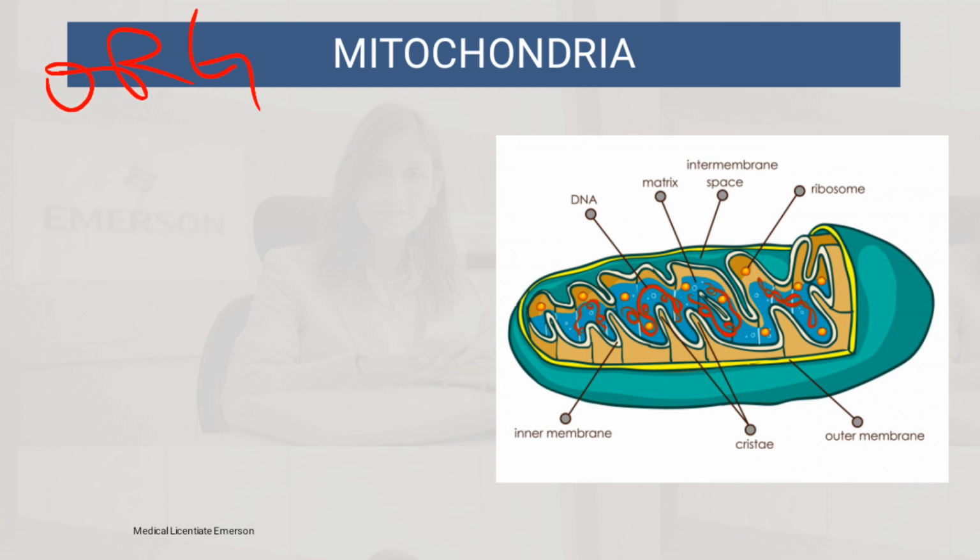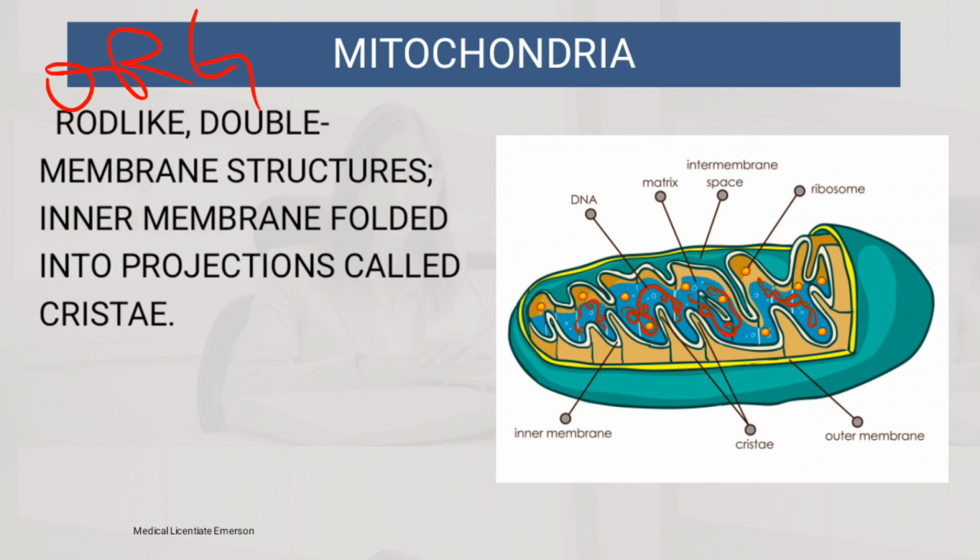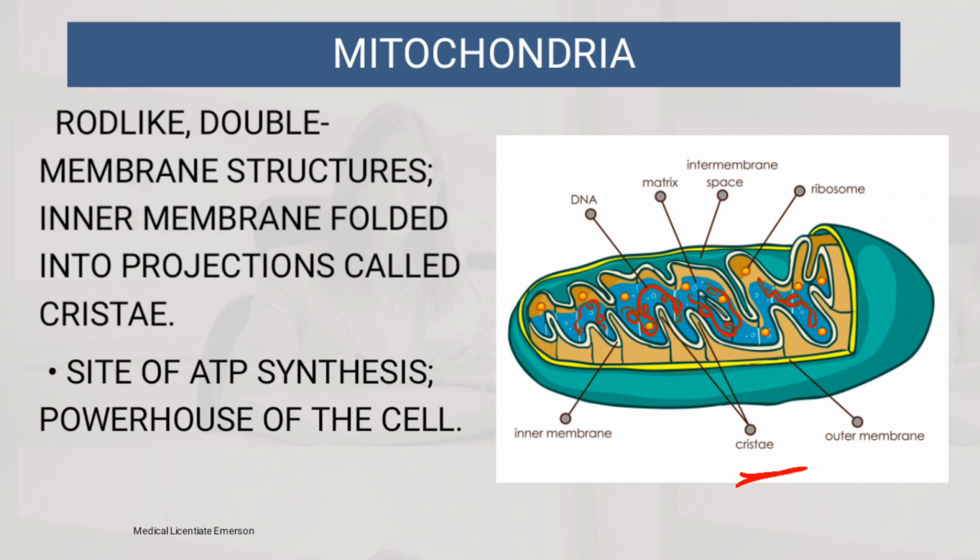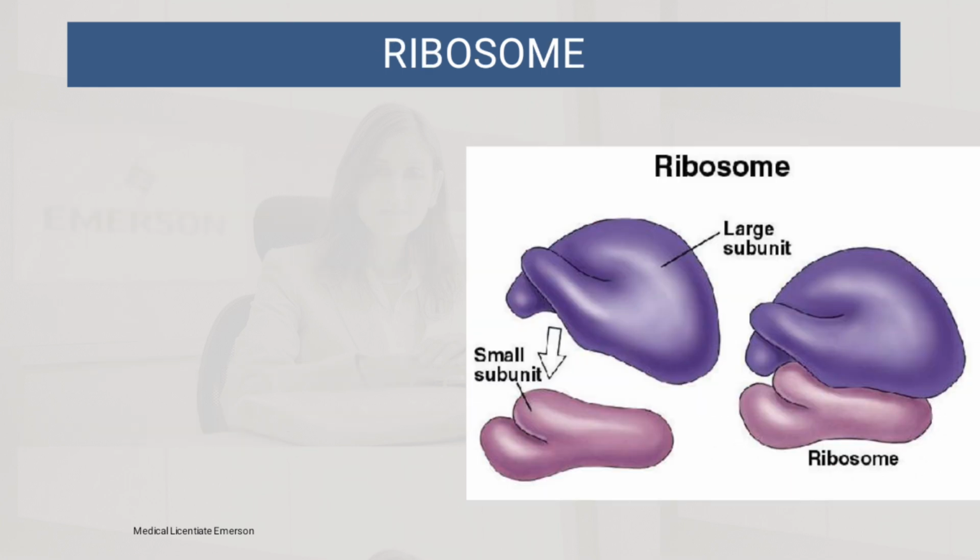So starting with the mitochondria, as shown by the structure, it is a rod-like double membrane structure, and the inner membrane looks folded into projections called cristae. Okay, this is the folded projections part. Then it is the site of ATP synthesis, known as the powerhouse of the cell.